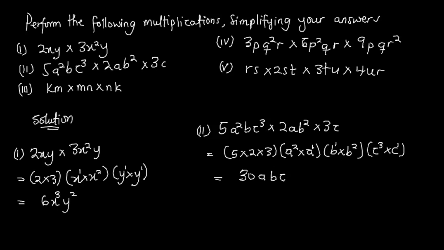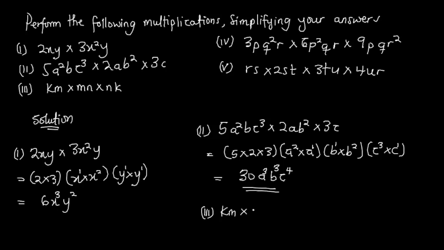Now for their powers, a squared multiplied by a power 1 will give me a power 3. So this is a cubed. b multiplied by b squared will give me b, also power 3. And then c power 3 multiplied by c will give me c power 4. Just add their powers. So this is my final answer for the second expression. Now let's go ahead and look at the third expression.